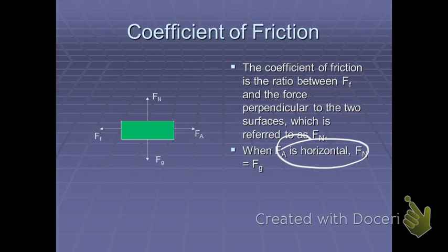Things change when things go on a slant, so either an incline or a decline on a ramp. But in a question, or in a scenario where it states that it is horizontal, then we can always assume that that normal force is equal to that gravitational force. Now that's a very important point when we start looking at word problems.